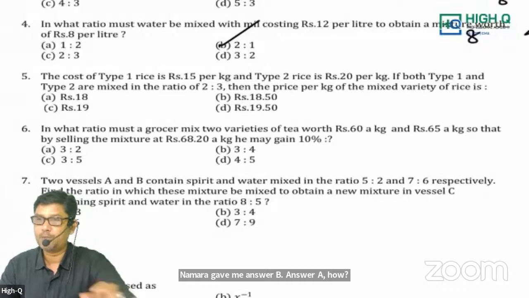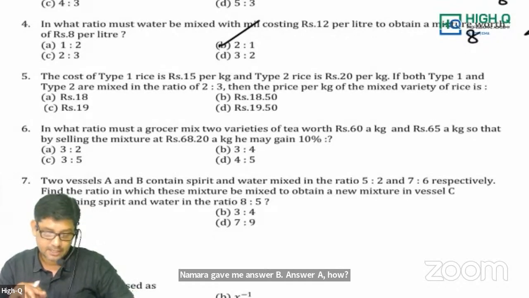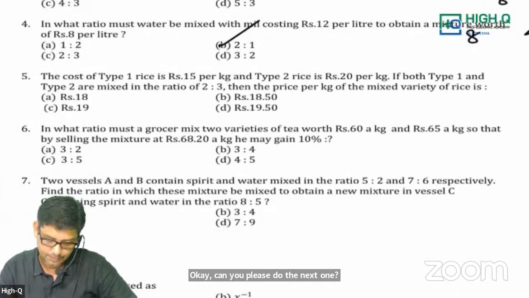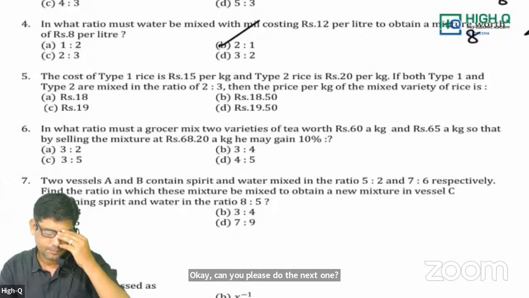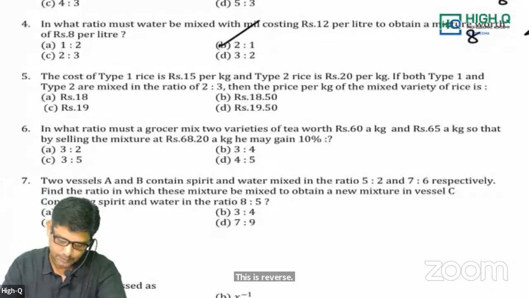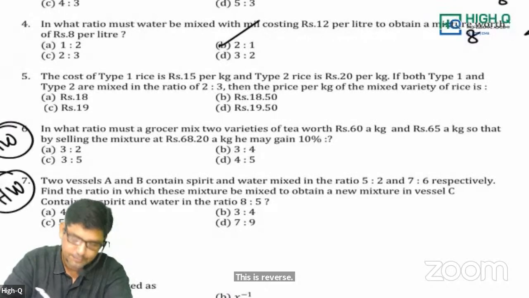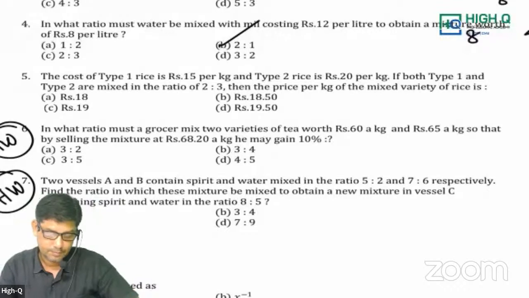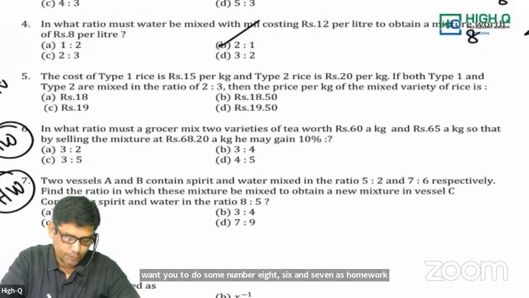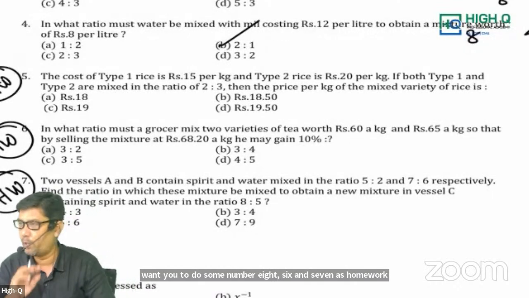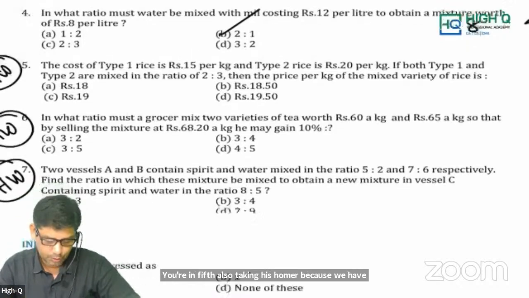Okay, can you please do the next one? This is reverse. I want you to do sums number 8, 6 and 7 as homework. Even the fifth one, take it as homework, because we have practiced so many questions of this type. I want you to do the practice, the homework.